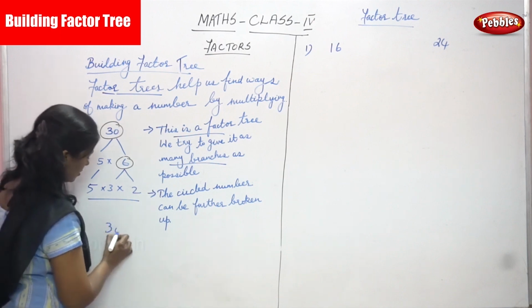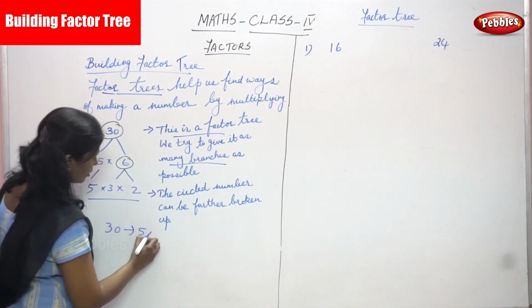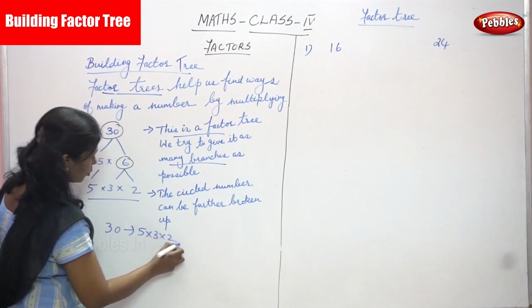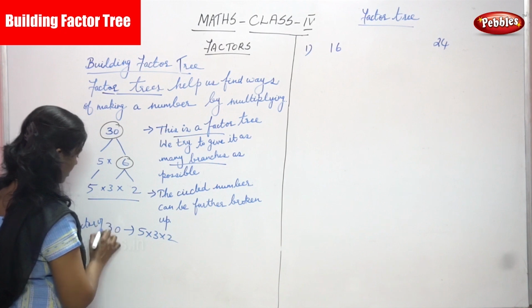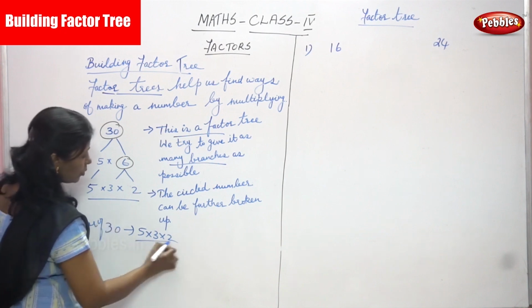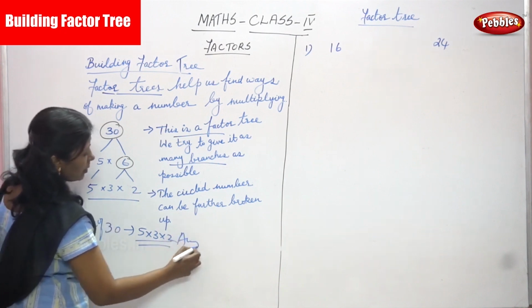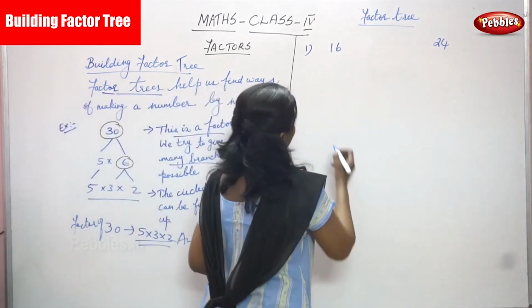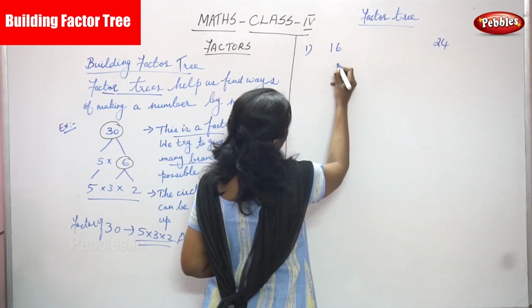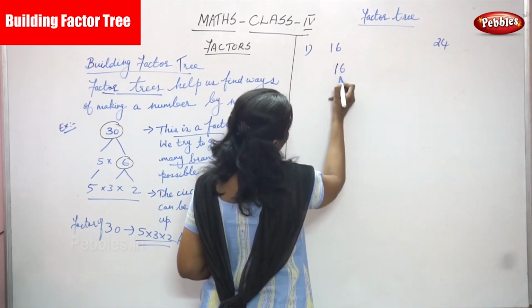So 30 gives 5 into 3 into 2. The factor of 30 is 5 into 3 into 2. This is the exact answer by using the factor tree method. So now we are going to solve the exercises. Okay, 16. We have to find the factor of 16.